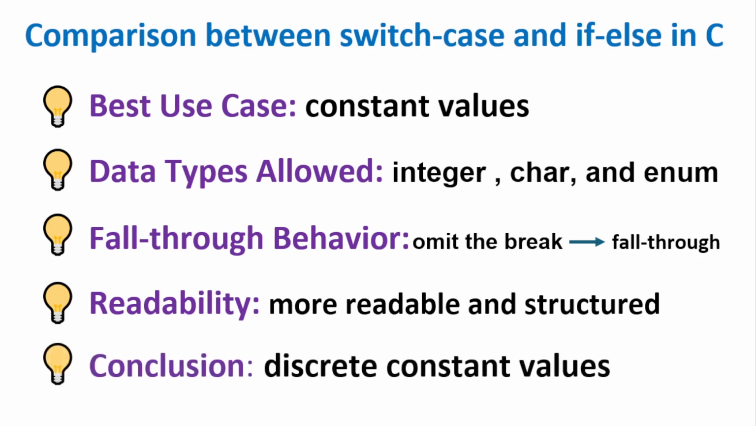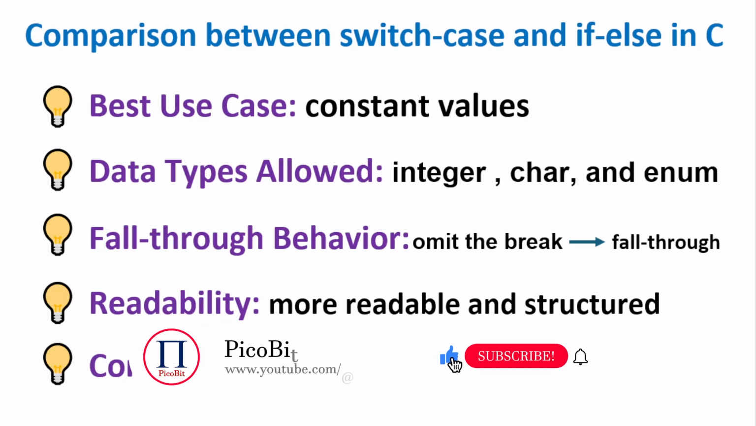Conclusion: use switch case when you have a single variable and want to compare it to many discrete constant values. Use if-else when your conditions involve ranges, inequalities, or logical expressions. That's it for today's lesson on switch case in C. It's a powerful tool to simplify your decision making code.